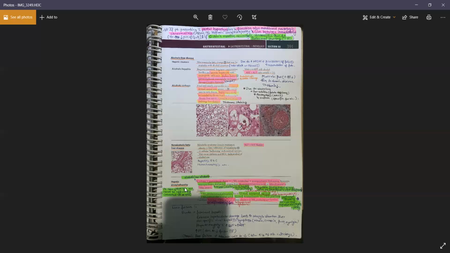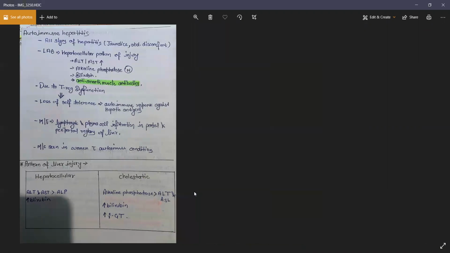We have discussed hepatic encephalopathy, what happens when liver dysfunction occurs, right? The hyperammonemia, and what triggers the hyperammonemia, right? That is the increase in production and decrease in clearance, right?